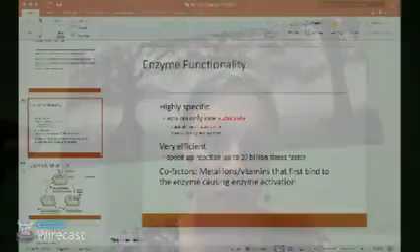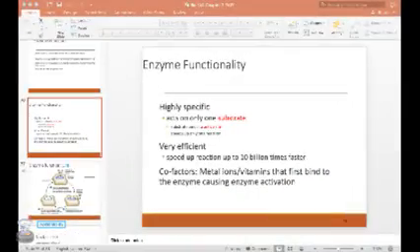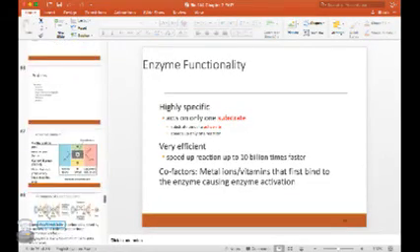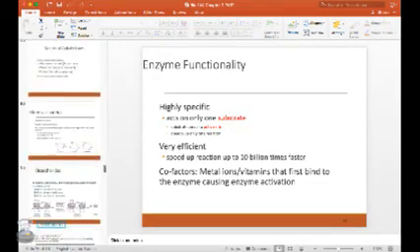Cool. All right, so let's talk about carbohydrates. Which is going to be this one. All right.